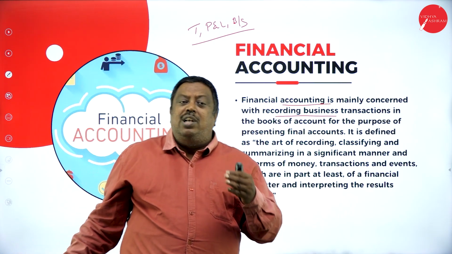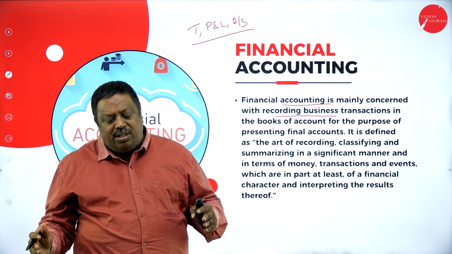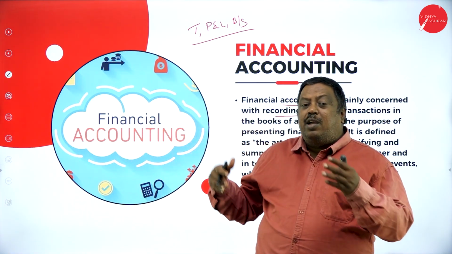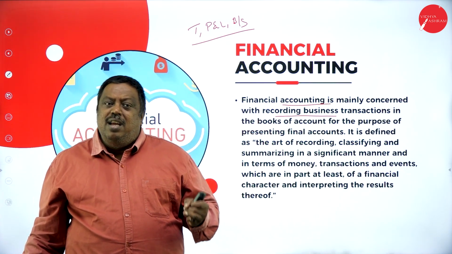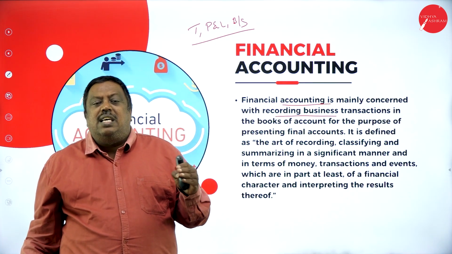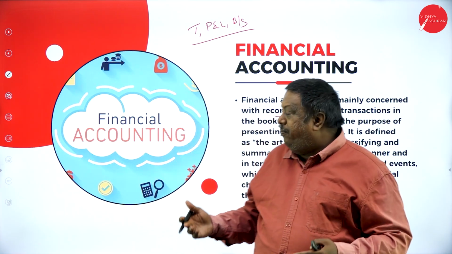We have to record only the business transaction and not the non-business transaction. Now, in this business transaction, again, we have four types of transactions: cash transaction, credit transaction, barter transaction, and paper transaction. All these are related to the business transaction that are to be recorded.